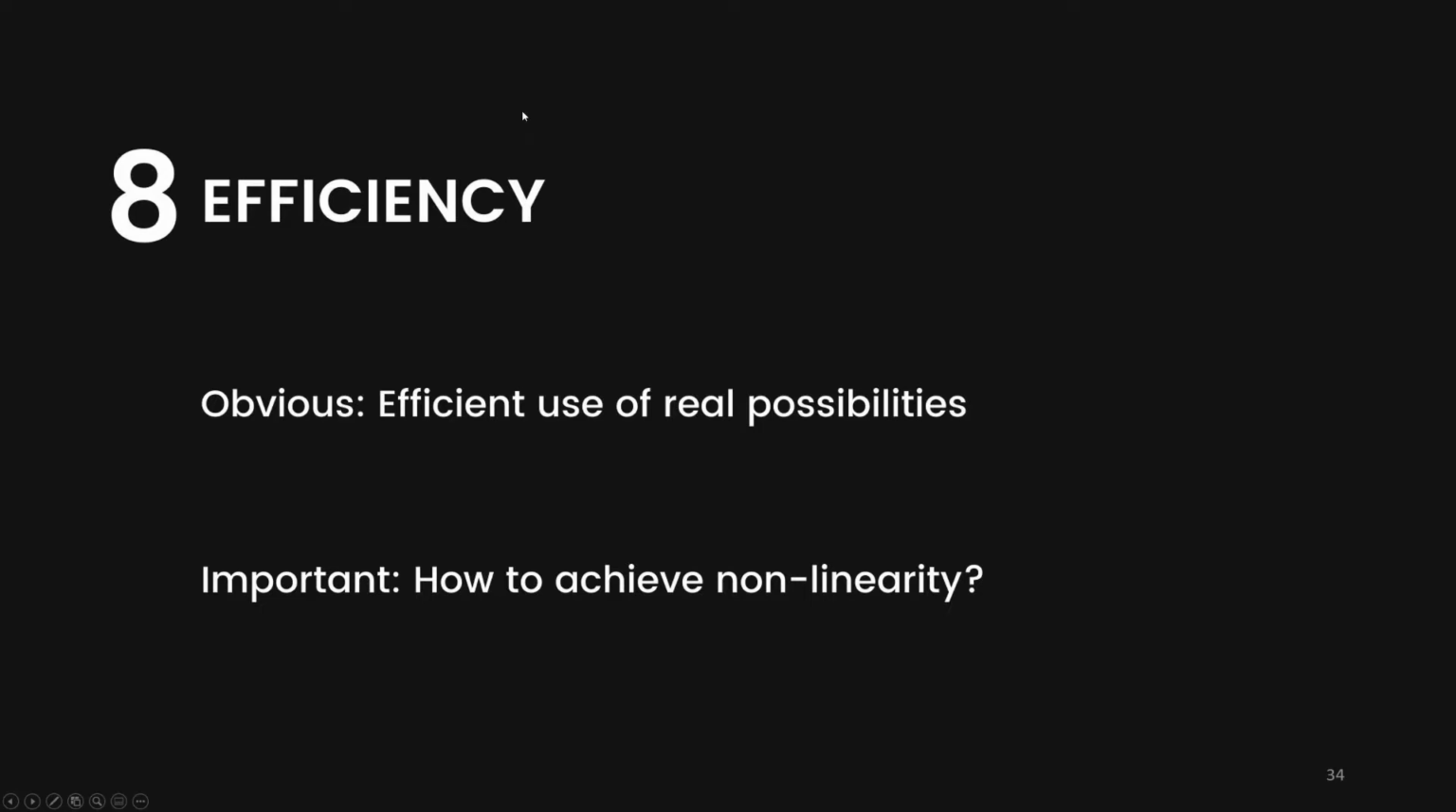Then we move to efficiency. The obvious use of efficiency is in terms of real possibilities. It comes with finances, your team's possibilities, your time limits, etc. But what's more important is how we can achieve non-linearity, even if the game is indeed kind of linear.